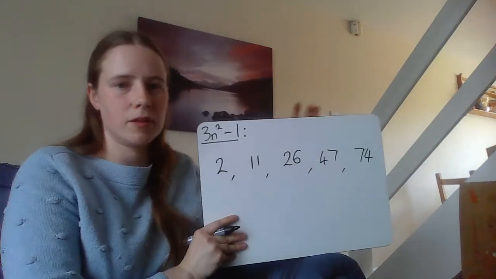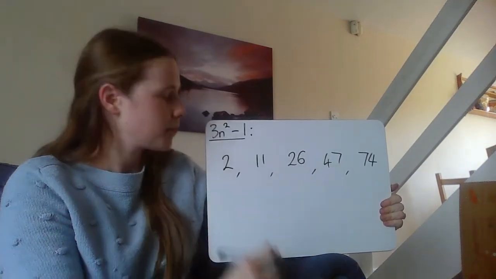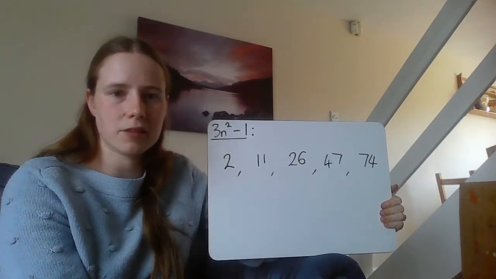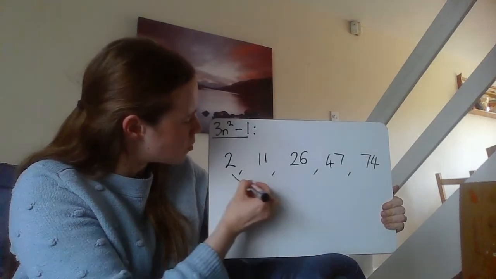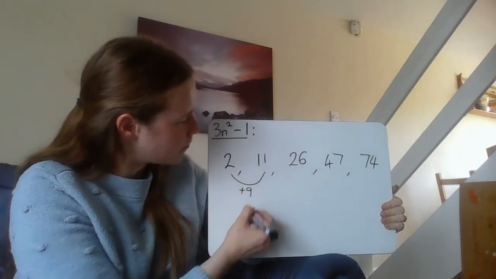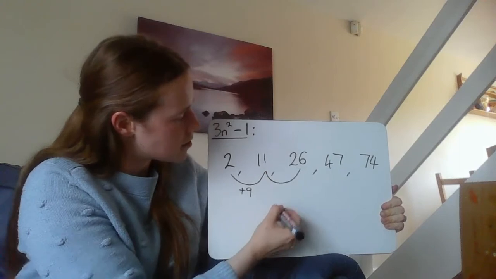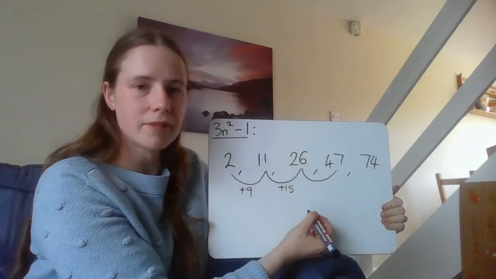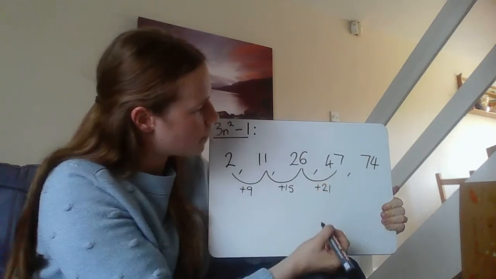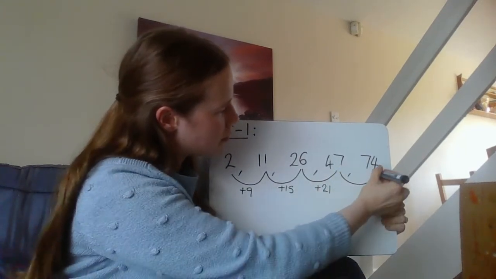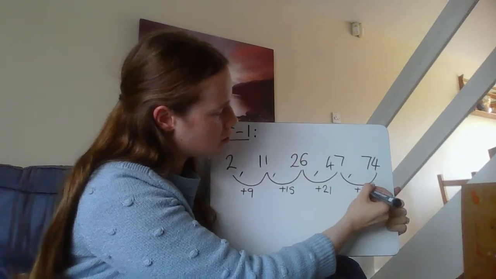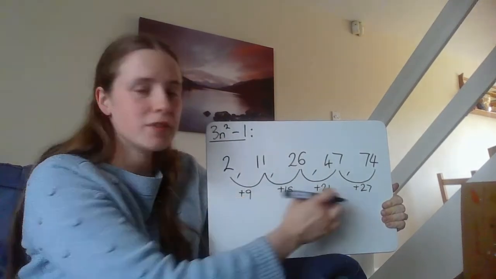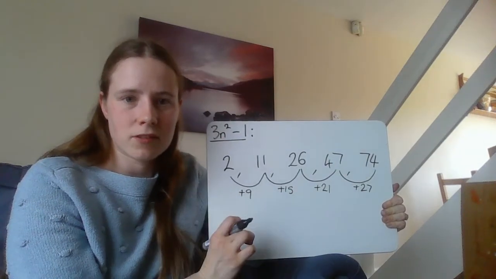Here's another example of getting the second difference. These are the first 5 terms of the sequence 3n squared minus 1. To get from 2 to 11, we need to add 9. From 11 to 26, we add 15. From 26 to 47, we add 21. And from 47 to 74, we add 27. So at this point, the differences are different every time. There is, however, a pattern to them.